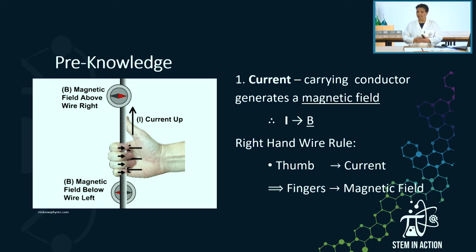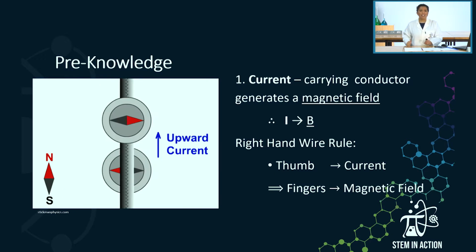So right hand, we take our right hand and we'll use our fingers and our thumb. So let's see how that works. Over there I've got a wire, and we take our thumb, which points in the direction of the current from positive to negative, and our fingers curl in the direction of the magnetic field. So let's have a look at the animation we have over there.